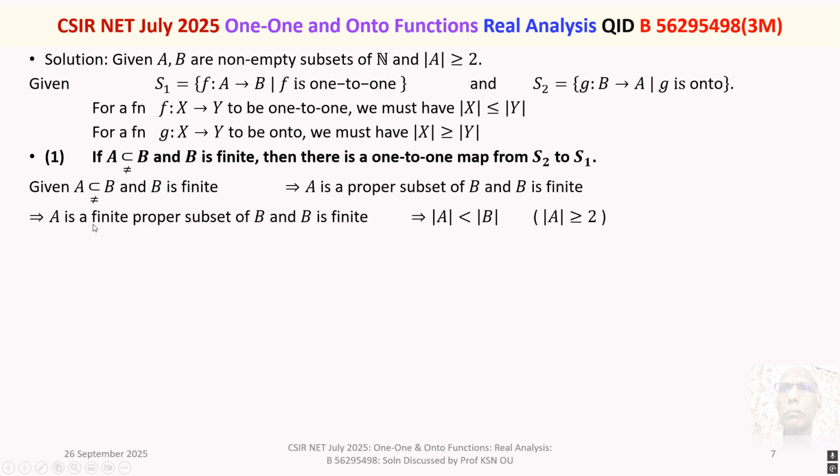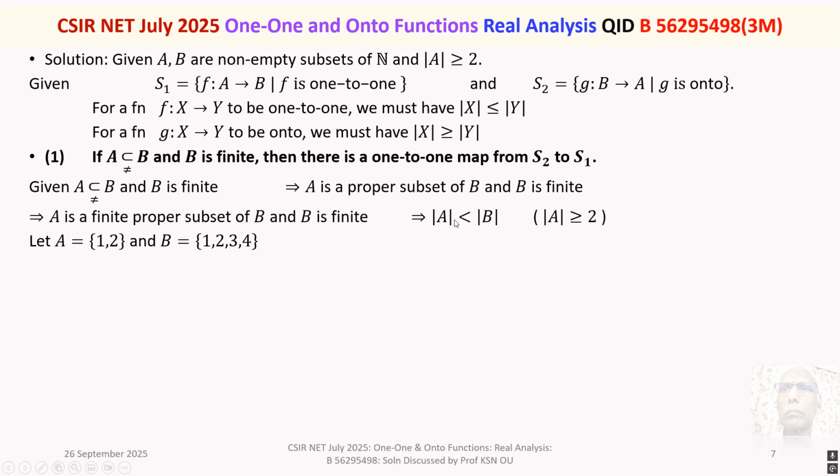Therefore, A will be a finite proper subset of B and B is finite. That means to say the cardinality of A must be strictly less than the cardinality of B, and the cardinality of A must be greater than or equal to 2 and is a subset of N. Right. So, let A be equal to {1, 2}, a subset of N with cardinality 2. So, the cardinality of A is 2 we have taken.